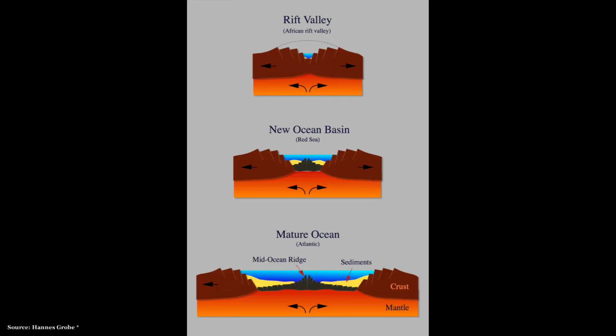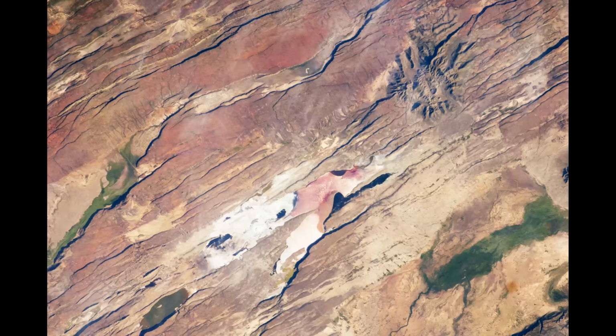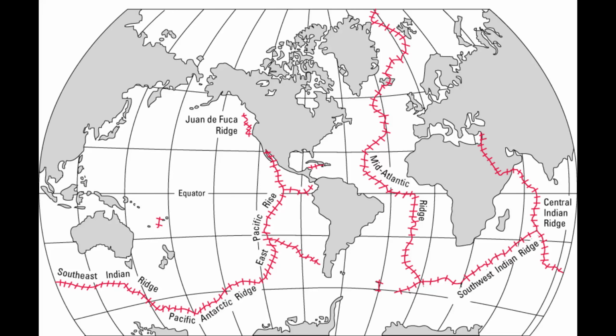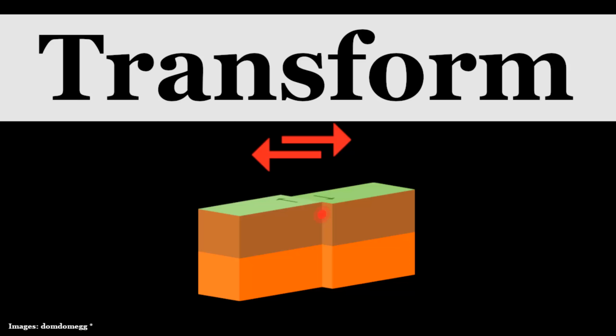Now, it's possible for rifting to start and then stop, so not every rift zone will become established. The East African rift zone is currently being watched to see if it becomes an established rift zone, while the Atlantic, Pacific, and Southern Oceans all have mid-ocean rift zones. Transform boundaries are places where plates are moving past each other.